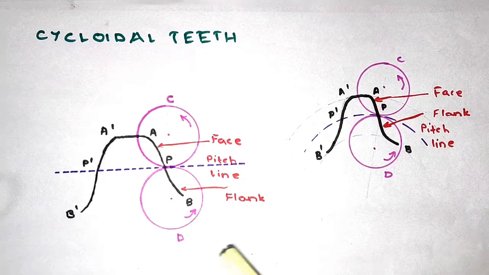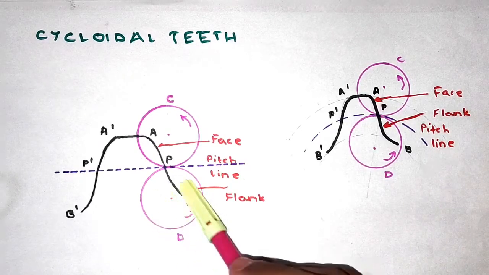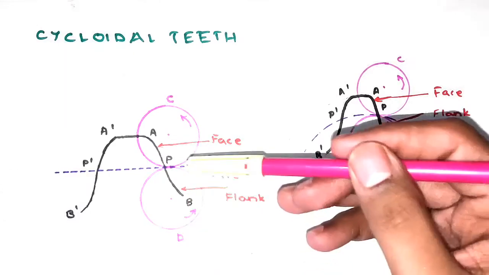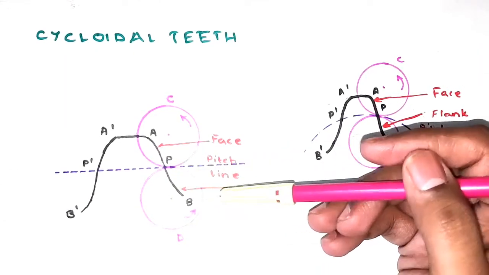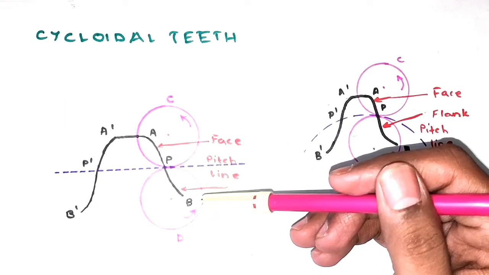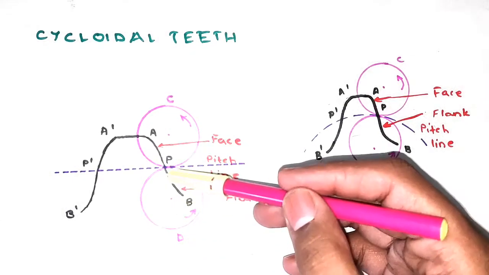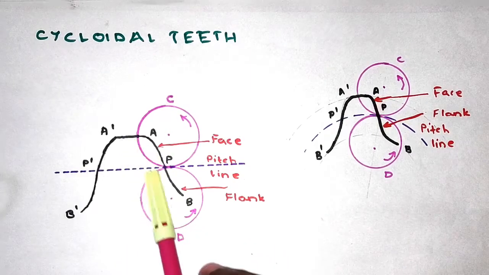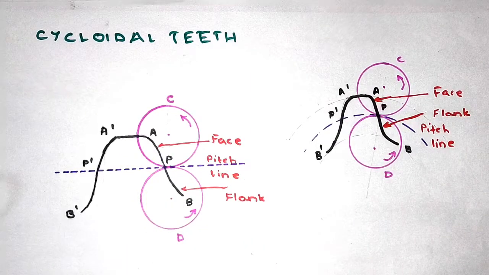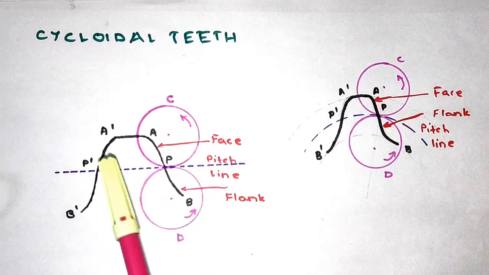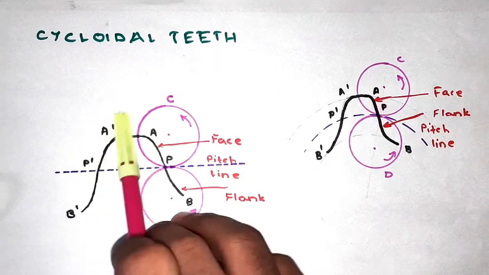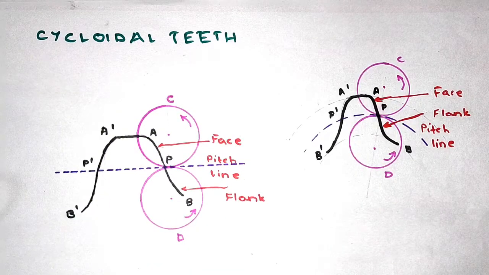Next, when the circle D rolls below the pitch line, the point traces a hypocycloid PB. So this PB represents the flank of the gear tooth. So together APB or BPA is one side of the cycloidal rack tooth. On similar lines, A dash P dash B dash is the other side of the cycloidal rack tooth.